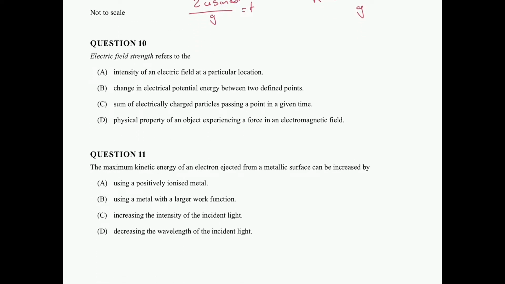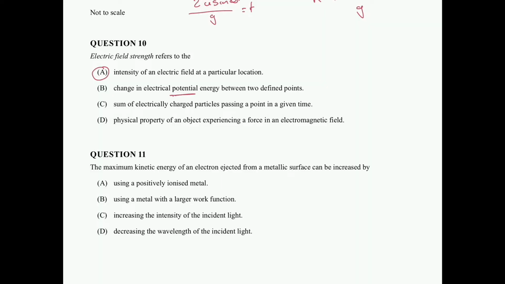All right, question 10. Electric strength refers to the intensity of an electric field at a particular location. So straight off the bat, that is going to be my answer. It's the definition for electric field, but let's go through the other options and rule them out. Change in electric potential energy between two defined points. This is going to be related to the electric potential, so it's your change in your electric potential energy. It's telling me already there.